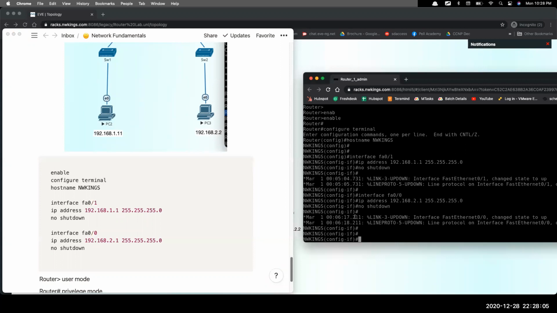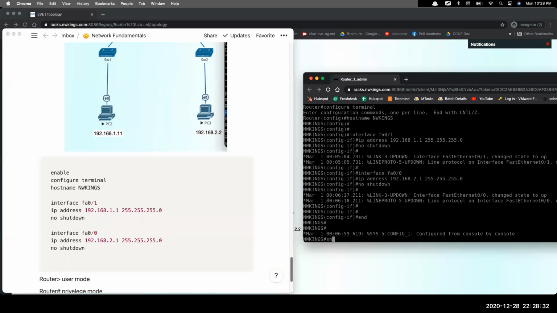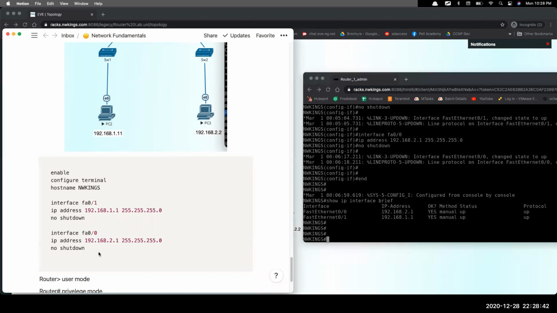So you can see some messages here. You can see here changed state to up. It means the interfaces are up now. And how do I check whether my interfaces are up or not? You need to go back into privilege mode. So how do you go back directly to privilege level? You can just type end, or you can give exit 2 times. I'm giving end. So directly I'm in privilege mode. Now I'm going to type show ip interface brief. This is the command to check if I have given the correct IP addresses or not. So tell me if I have given the correct IP addresses.